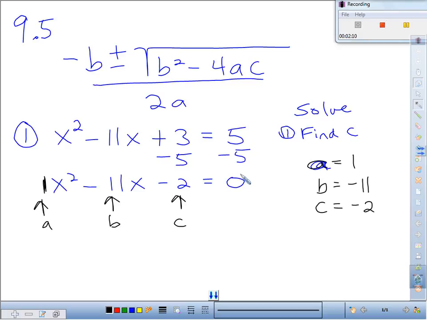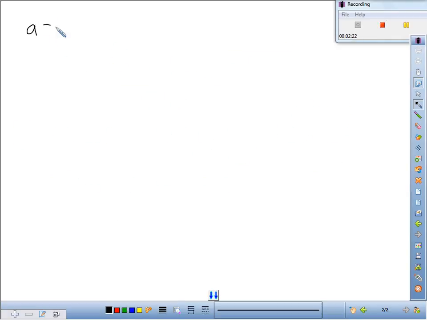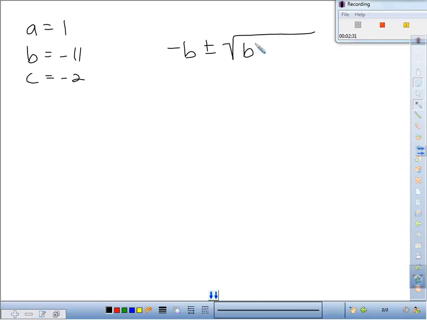And I'm going to go ahead and jump to another page here to give myself plenty of room. So I got A, 1, B, negative 11, C, negative 2. Here's my formula again. Okay, so when I start substituting all this stuff in, you got to be careful because there's a negative here and there's a negative here on our B. So what's going to happen? Positive. Right, so we're going to end up with a positive 11 plus or minus.